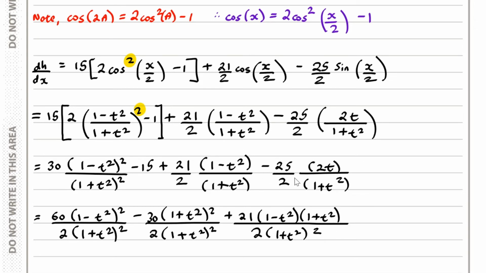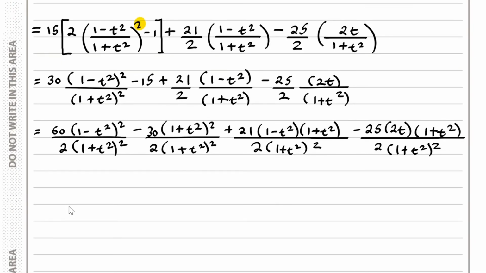And finally with this thing, exactly the same thing, we have minus 25 lots of 2t lots of 1 plus t squared, and on the bottom we've got 2 lots of 1 plus t squared squared, and hopefully you can see 1 plus t squared over 1 plus t squared squared cancels out to give this term here. So these are equivalent. It's quite a lot to get your head round in my opinion, if you can get that far.